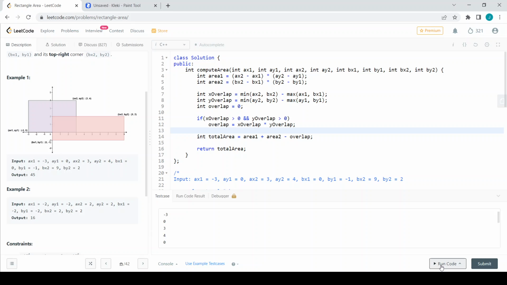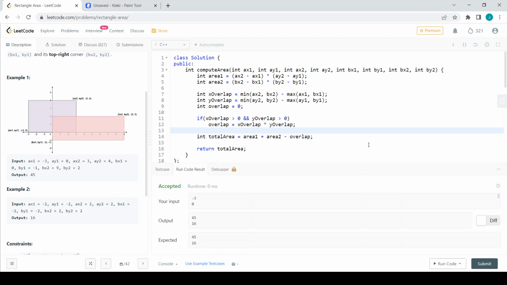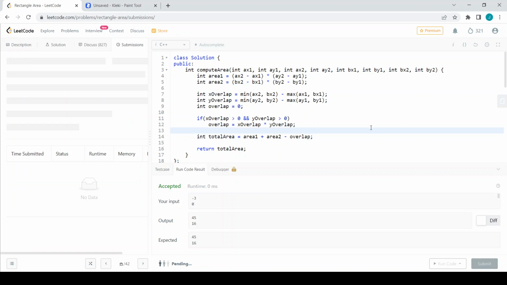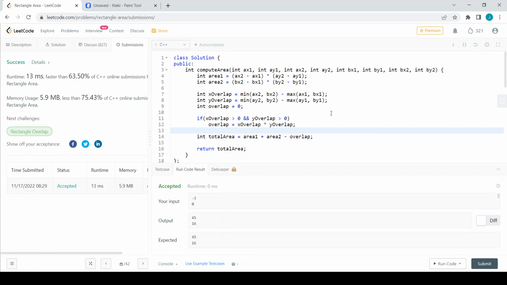Okay, we get our correct answer. The time complexity for this solution is order of 1. Now let us submit, and the space complexity is also order of 1.